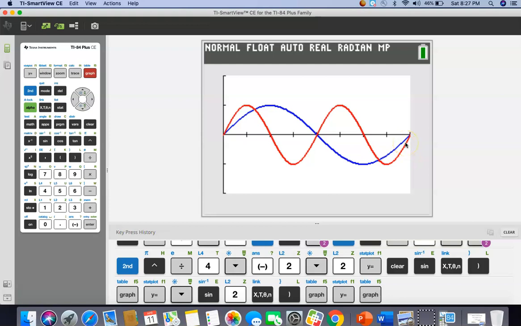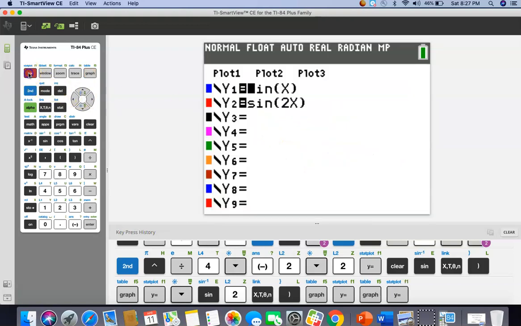Now, what else does that affect? Well, it affects the period big time, because if you notice, instead of going from 0 to 2 pi to finish one cycle, it does it in half the time. So if frequency is 2, it cuts your period in half. So the period of the new function is just pi. Okay, let's play with it a little more here.